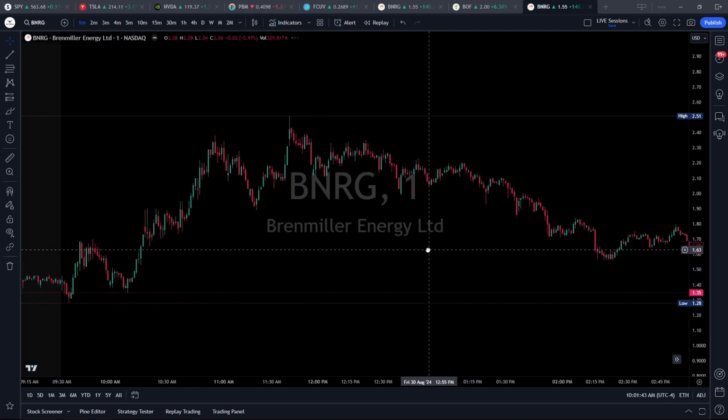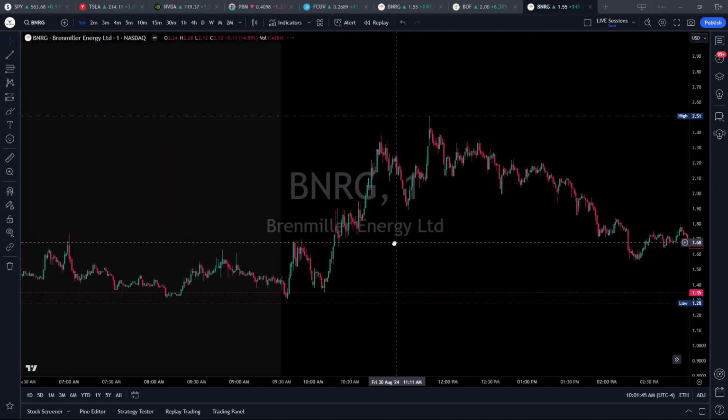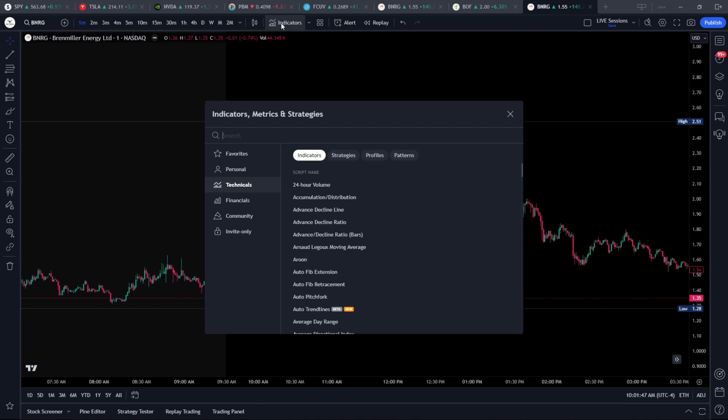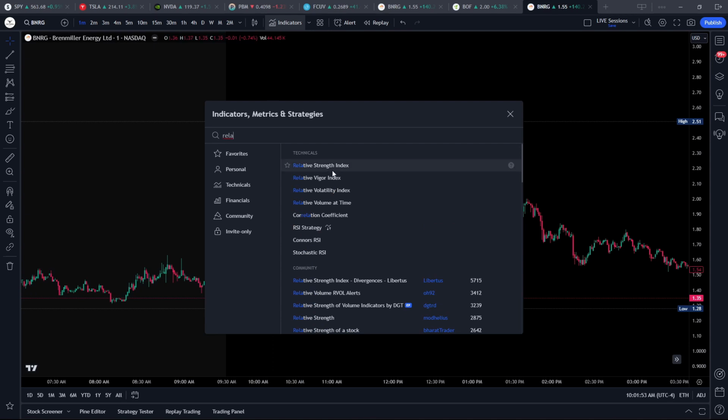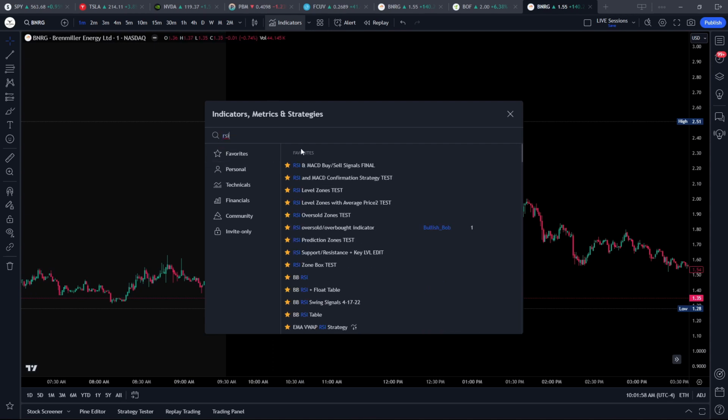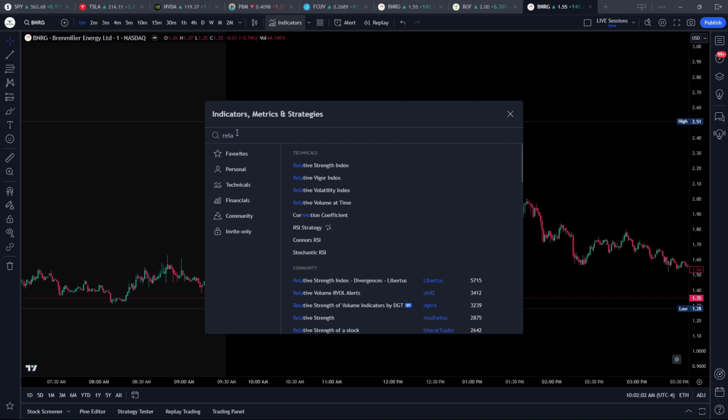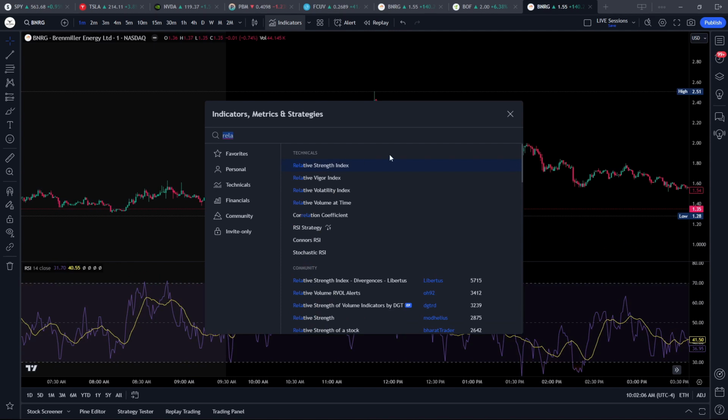I'm going to pull up the RSI. In order to pull up the RSI, what you do is go to the indicators. If you go to the technicals tab and just start typing the relative strength index right there, or I think you can type in RSI as well, it should come up. You're going to see a number of others here. So just do relative and then relative strength index right there. Go ahead and put that onto your charts.